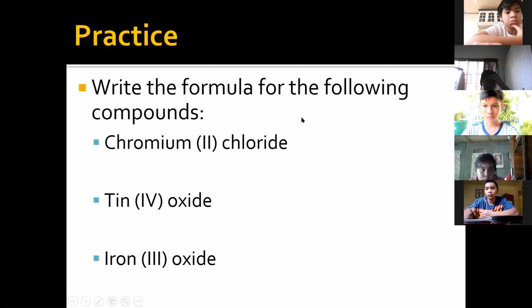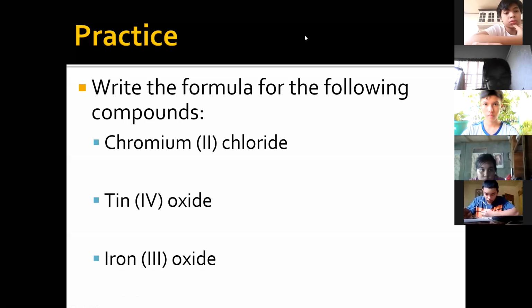This is another one. Practice. Write the molecular formula of the compounds. Chromium 2 chloride. Trexley, what is the formula for chromium 2 chloride?